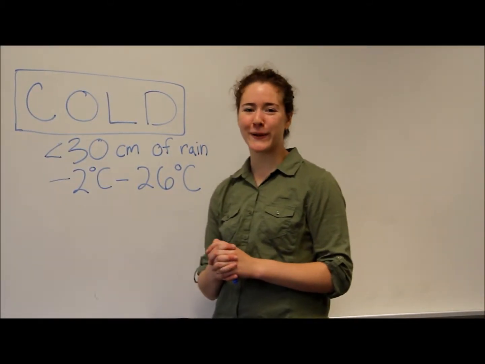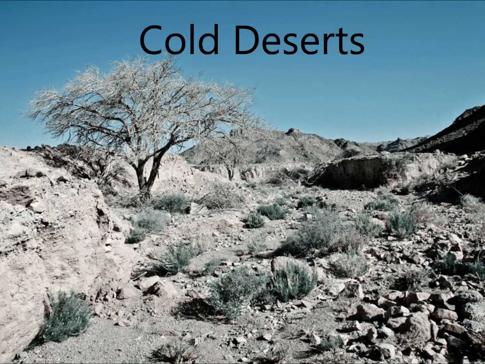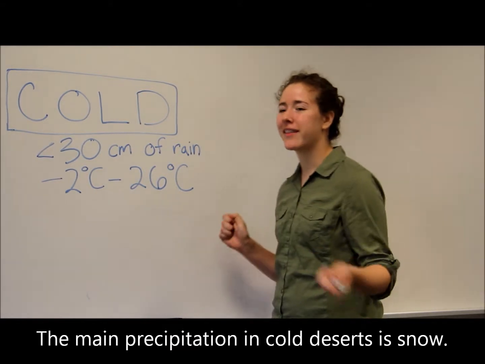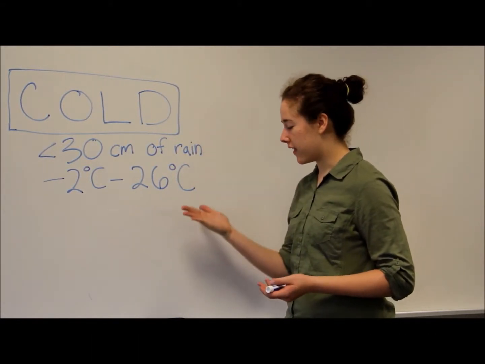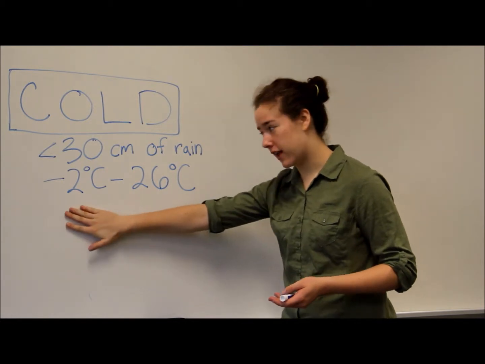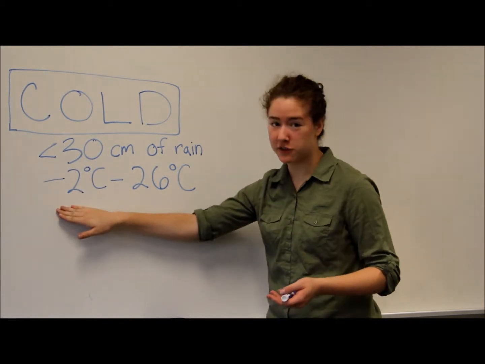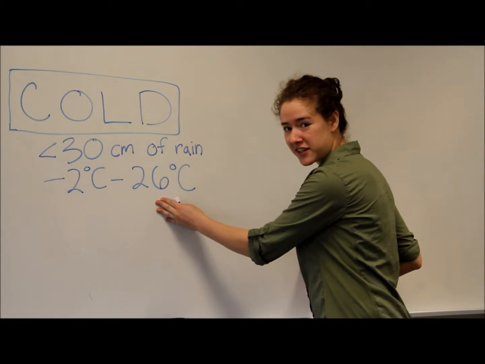Now let's talk about cold deserts. Wait, how can a desert be cold? I thought it was the sun, but with sand and rocks. Remember, the definition of a desert is one that gets less than 30 centimeters of rain. The average temperatures in a cold desert range from -2 degrees Celsius to 26 degrees Celsius.